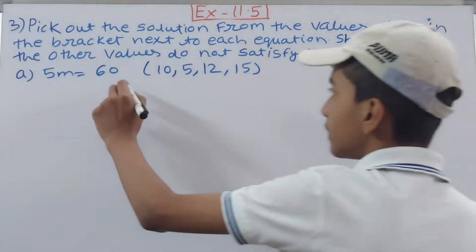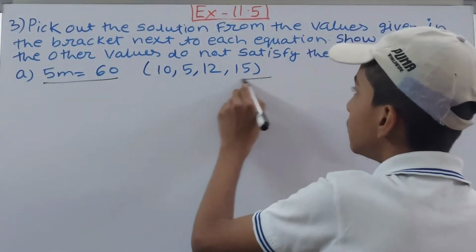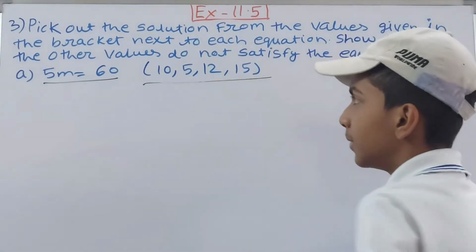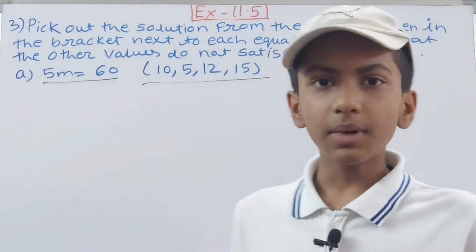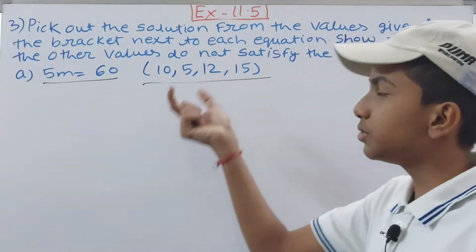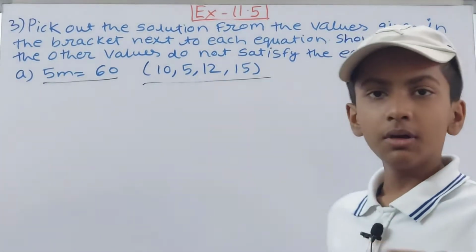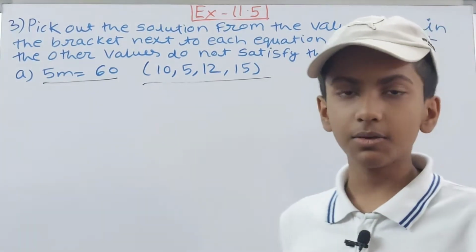Now this is the equation given to us, and also some values are given. These values are for the variable here. This is the variable m. So we will replace m by each one of these values to see which one satisfies the equation and which values do not satisfy the equation.